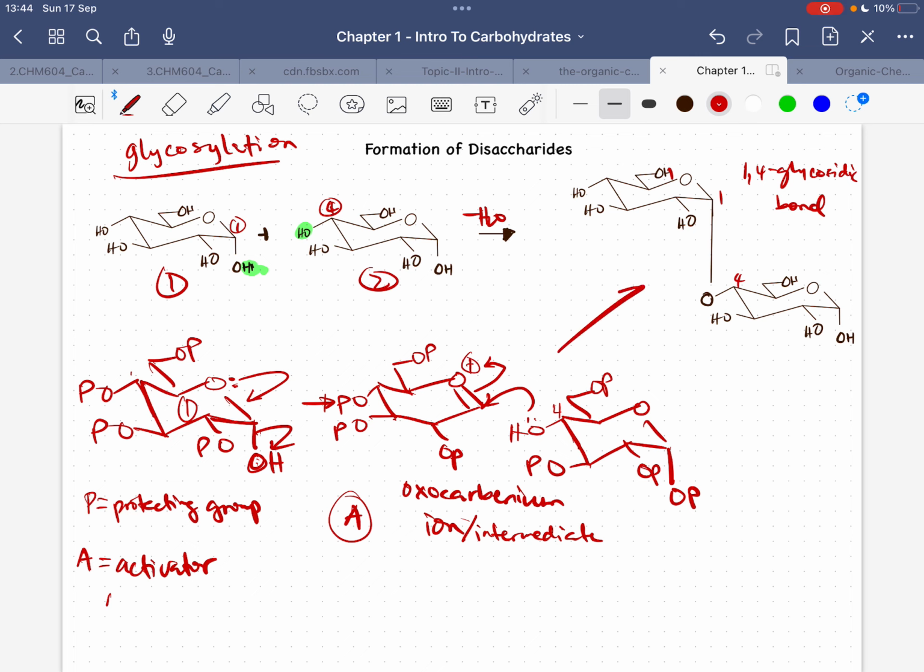So now we form this bond. This is a glycosidic bond. This is a 1,4 glycosidic linkage. So that is the mechanism of carbohydrate synthesis in the lab. You need an activator. And also the OH groups need to be protected with various reagents because OH groups could interfere with the reaction.